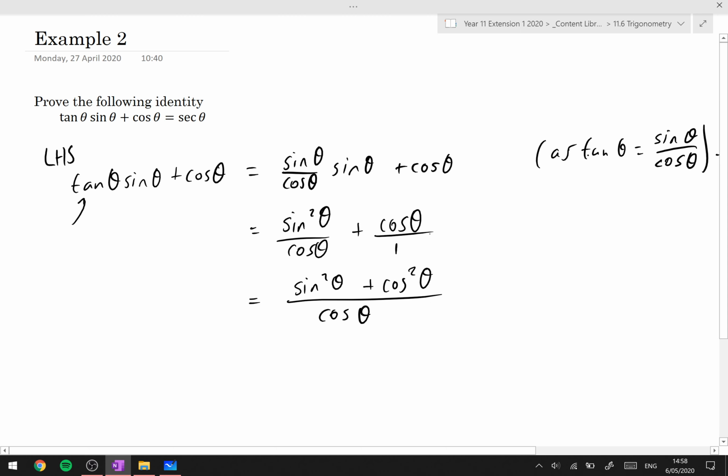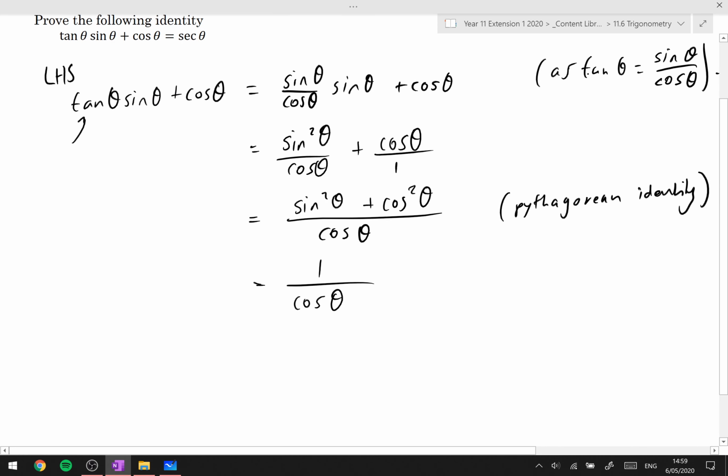Nice and easy. Now you might be saying to yourself, oh, I can see something here. There's a Pythagorean identity on the top. And you would be correct, because sine squared theta plus cos squared theta is just equal to 1. So this is the same as 1 over cos theta. But what is 1 over cos theta the same as? Well, that's just the reciprocal function of cos, which in other words is sec theta. And that is equal to our right-hand side.